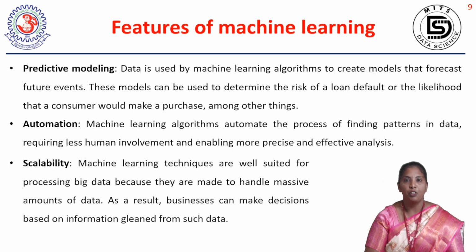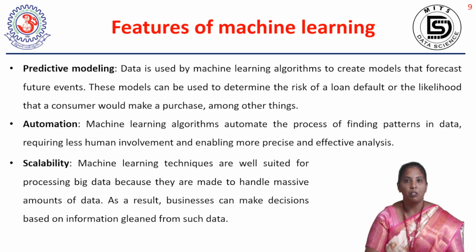Next one is features of machine learning. There are so many features of machine learning. Some of them are predictive modeling. Using this predictive machine learning model, we are going to forecast future events. This model can be used to determine the risk of a loan default or the likelihood that a customer would make a purchase, among other things.